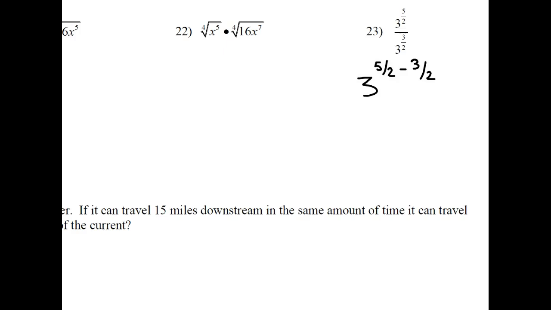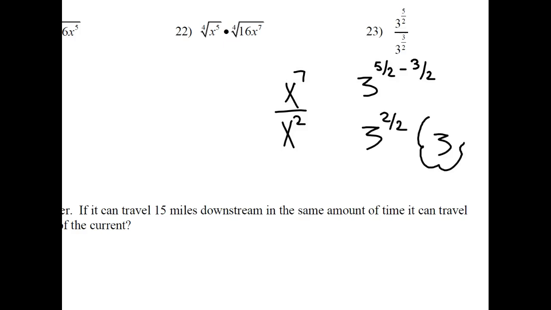This is a fractional exponent that is in a fraction, but you can still do it. This is no different than doing this problem: x to the 7th over x squared. What's that? X to the 5th. Good, you got it. Nice job. Same thing here, but we're doing 3 to the fractional power. So 5 halves minus 3 halves is 2 halves. 2 halves is 1. That's just 3. That whole thing is just 3.